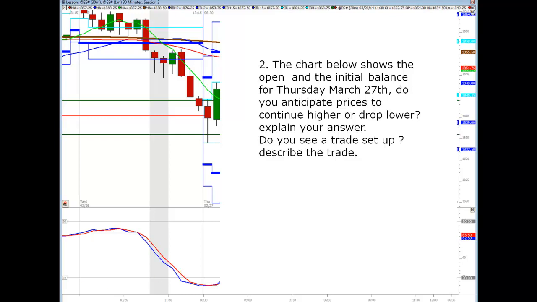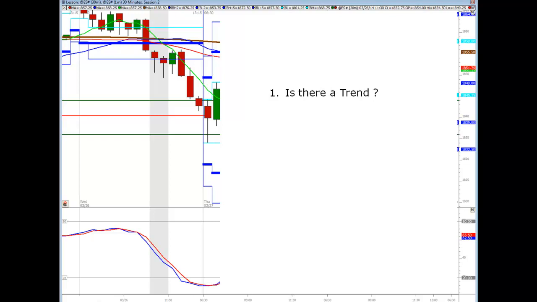Well, let's apply the same analysis we just did a couple of minutes ago to the prior chart and see how it fares in this case. Is there a trend? Well, it's kind of interesting here. If you take a look at what's been happening, prices have been dropping. In this case, I only see the 20 sloping down and the 50 below it, and they're very close together, again sort of affirming this idea that prices have been dropping.